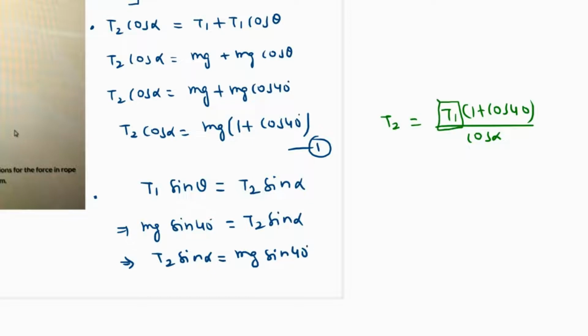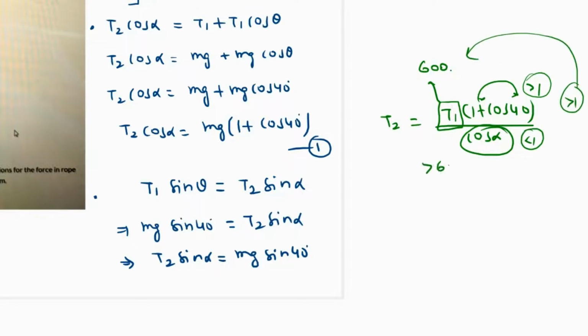Now, if T1 is 600, and 1 plus cos 40 is a number greater than 1, divided by cos alpha, which is a number less than 1, then greater than 1 over less than 1 is a number greater than 1, and greater than 1 times 600 will come out greater than 600, which means that T2 will break. The other rope cannot afford to have any tension more than 600. So we cannot really afford to make T1 as 600, because T2 will come out more than 600.